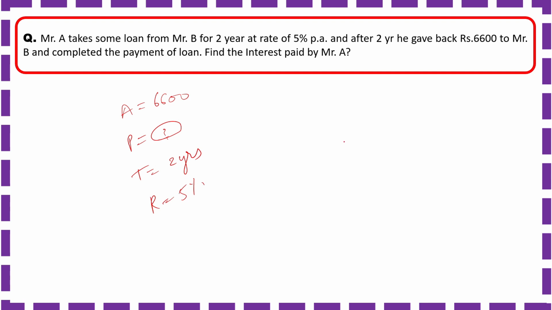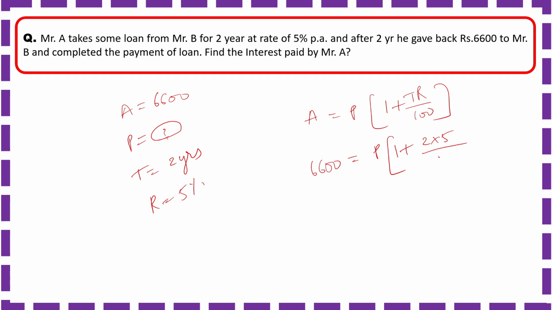So just substitute in this formula. We know, right? A is equal to P into, amount is equal to principal into 1 plus TR by 100. So what is A? A is 6600, and P, let us keep it into 1 plus 2 into 5 by 100. Okay. So take LCM and calculate. So you will get P as 6000, right?